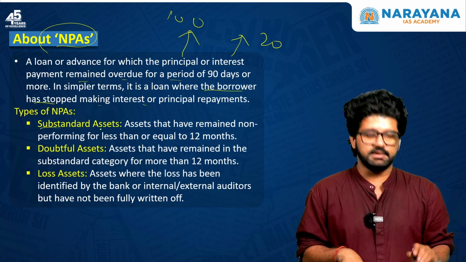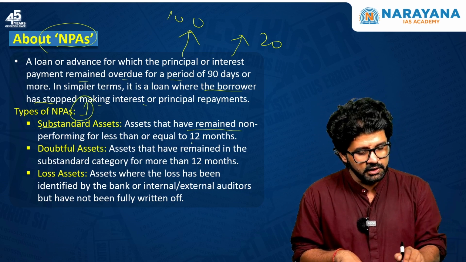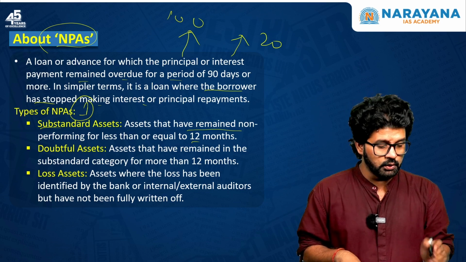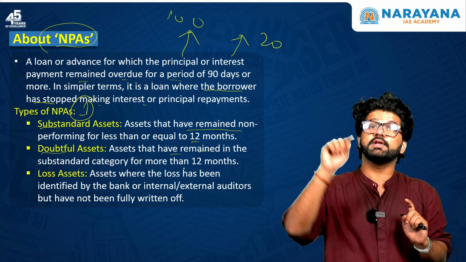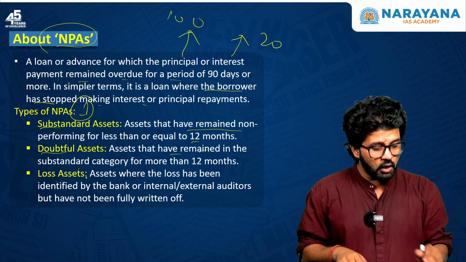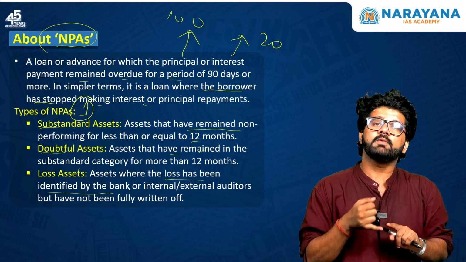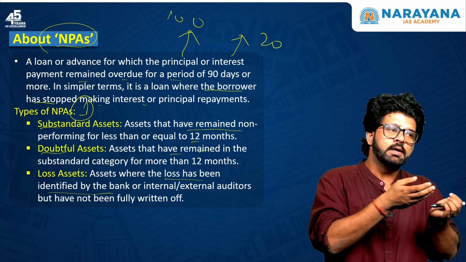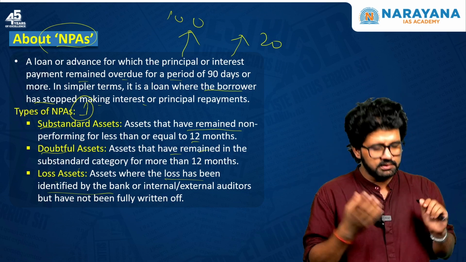So first category, substandard assets. Assets that have remained non-performing for less than or equal to 12 months. Again, pay attention, less than 1 year or equal to 1 year. Doubtful assets: assets that have remained in the substandard category for more than 12 months, more than 1 year. And loss assets: assets where the loss has been identified by the bank, but it has not been fully written off. They believe that there is a possibility that they can recuperate some amount of the money. So this is the loss asset.